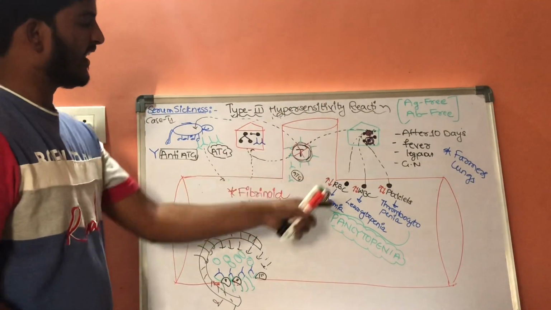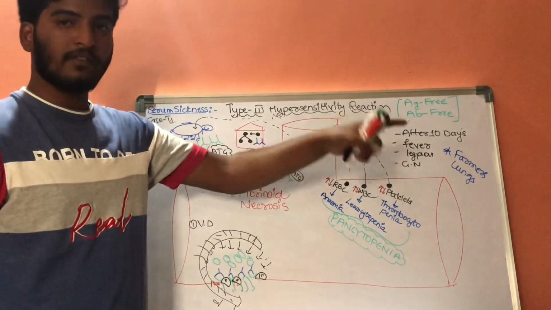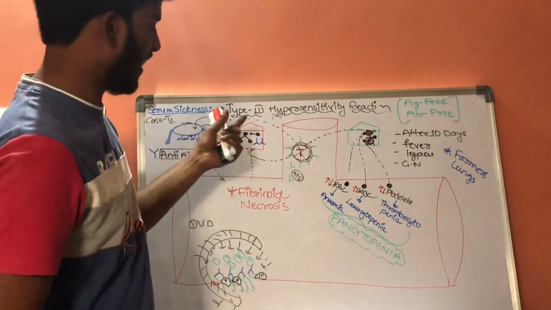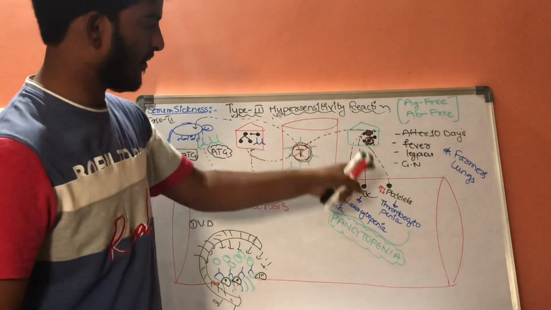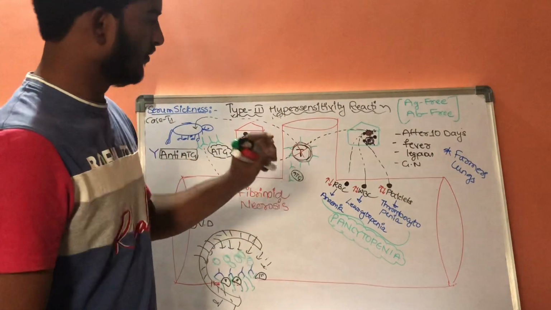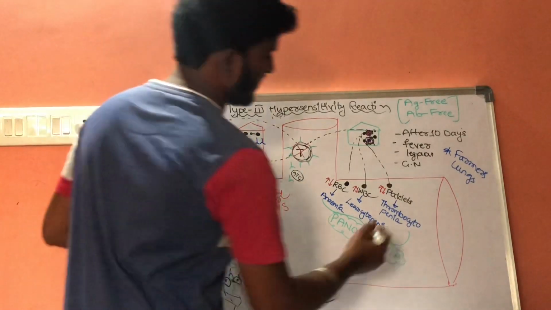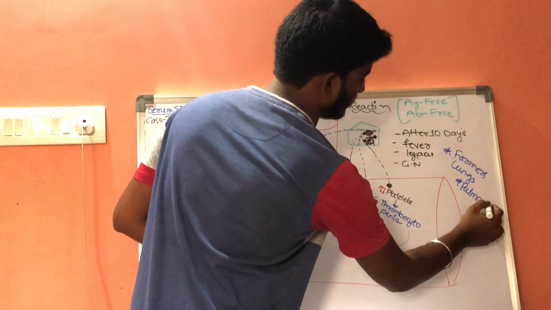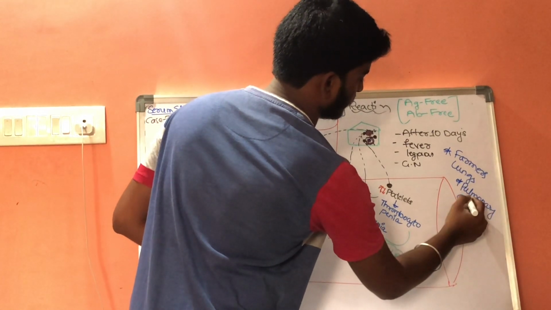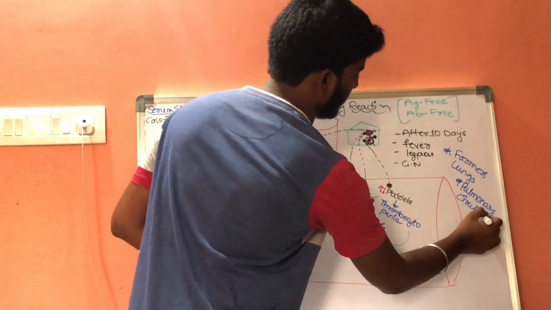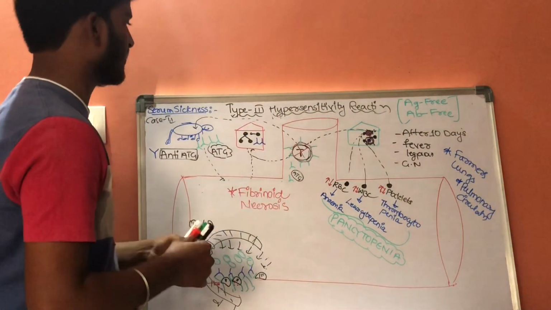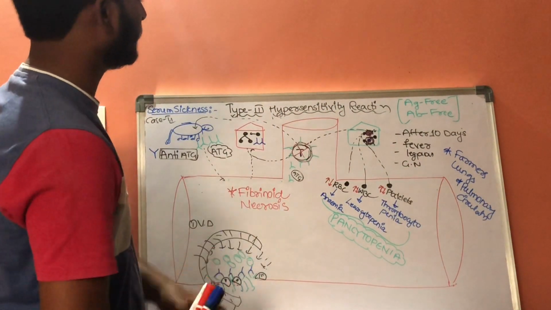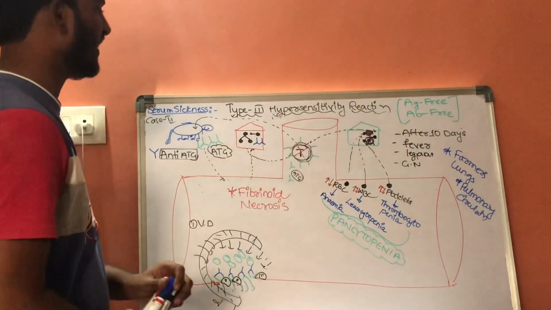Now, the entire process of the Arthus reaction takes place only in the pulmonary circulation. It is confined to only the pulmonary circulation. So this is about type 3 hypersensitivity reactions.